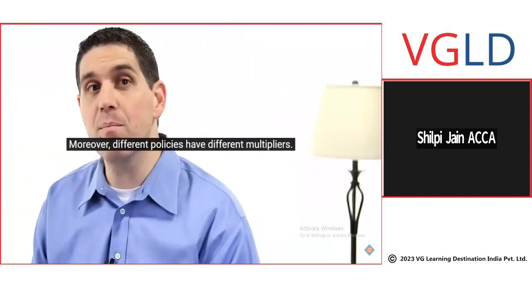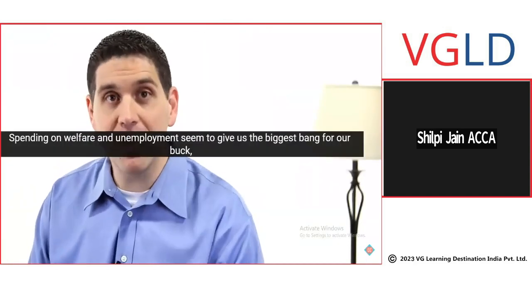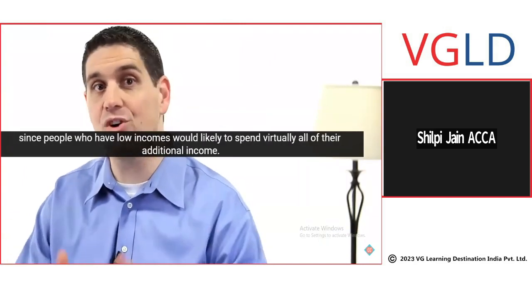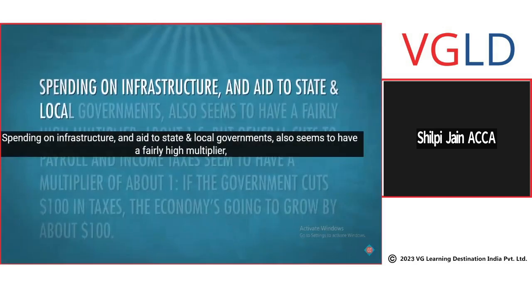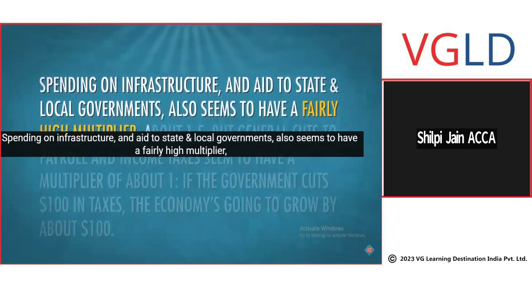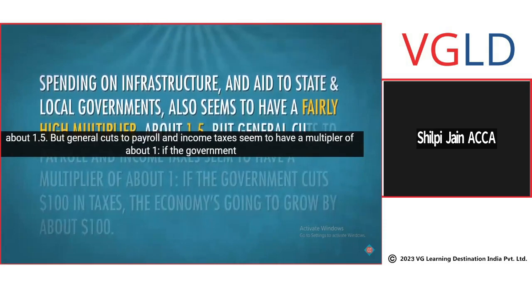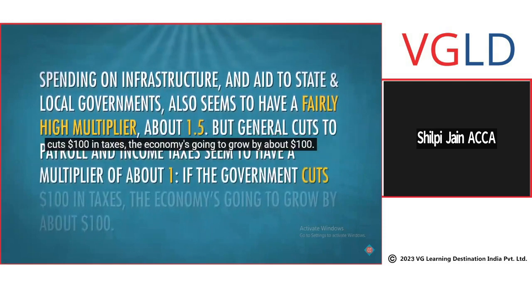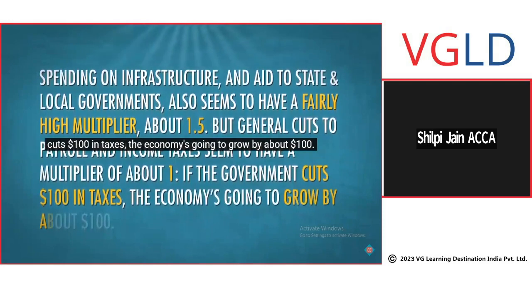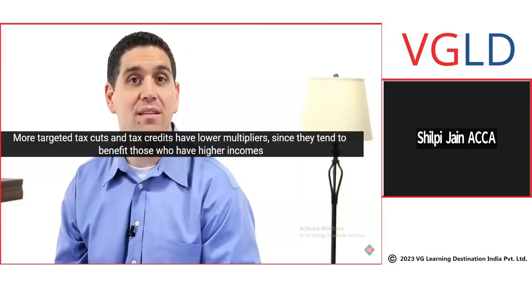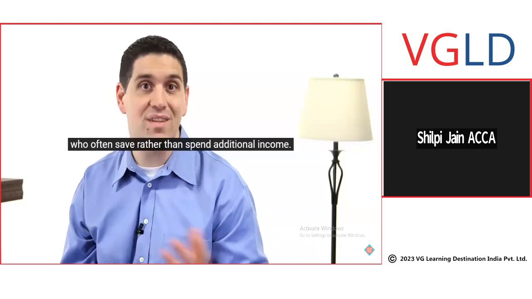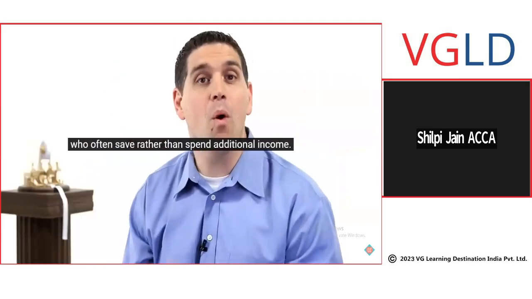Moreover, different policies have different multipliers. Spending on welfare and unemployment seem to give us the biggest bang for our buck, since people with low incomes are likely to spend virtually all of their additional income. Spending on infrastructure and aid to state and local governments also seems to have a fairly high multiplier of about 1.5. But general cuts to payroll and income taxes seem to have a multiplier of about 1. If the government cuts $100 in taxes, the economy is going to grow about $100. More targeted tax cuts and tax credits have lower multipliers since they tend to benefit those with higher incomes who often save rather than spend additional income.